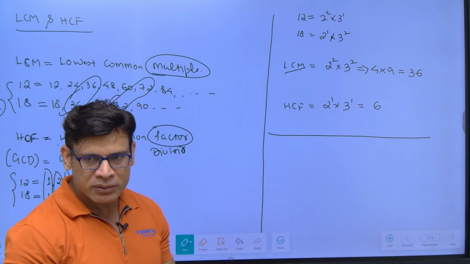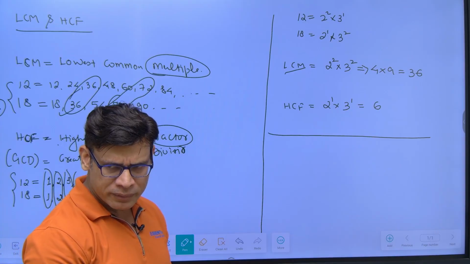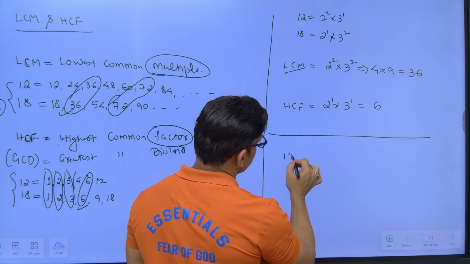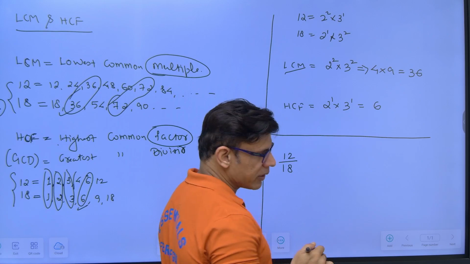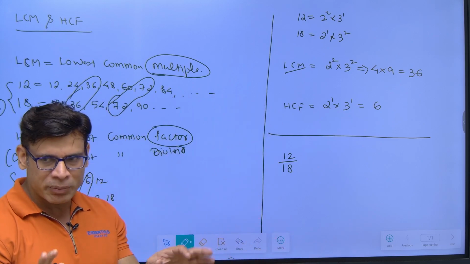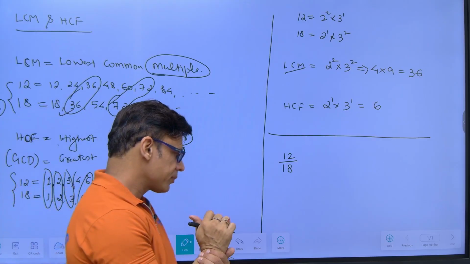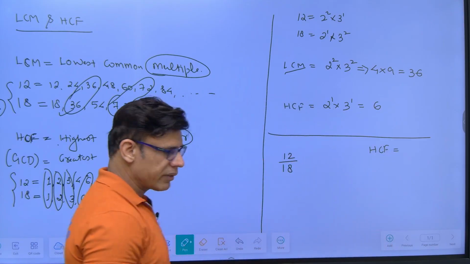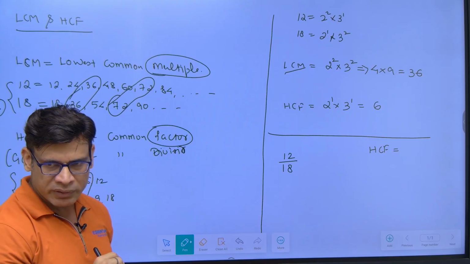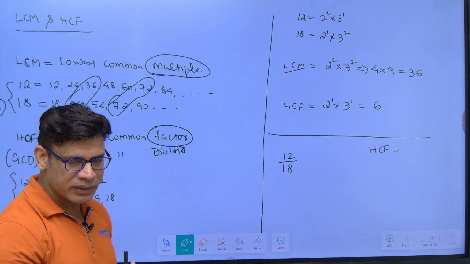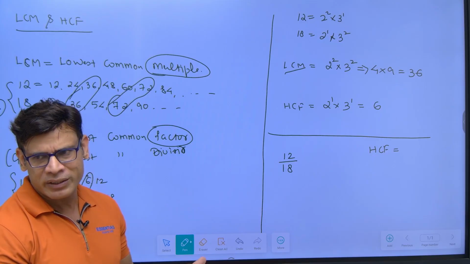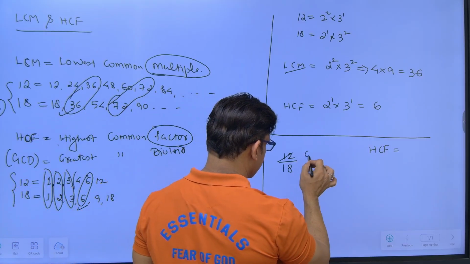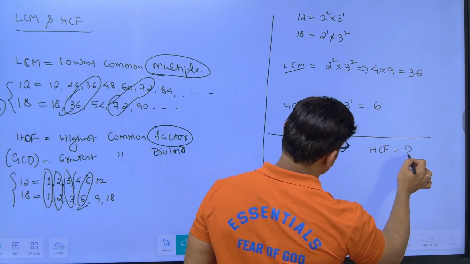But when numbers are small, there is another method also. If you are good in calculation, then you can use it for larger numbers also. We have to find the LCM and HCF of 12 and 18, right? First you write the numbers as 12 by 18 or 18 by 12, your choice. To find HCF, can you divide these two numbers with some common number? Let's say 2. 2 sixes are 12, 2 nines are 18. So you can divide with 2. So write 2 here.